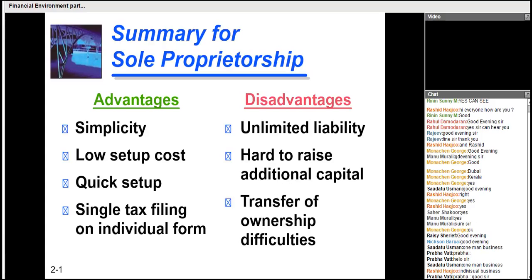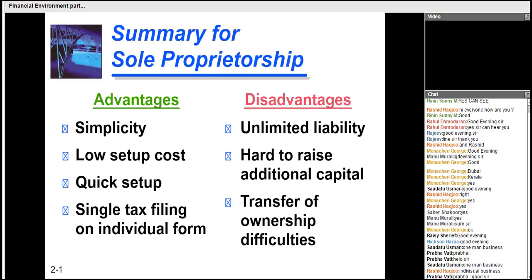That's why the setup is quick, low cost, and there is simple tax filing on an individual form. The tax filing is not complicated, not complex. These are the advantages, generally speaking, okay? But there are more things you can go through.